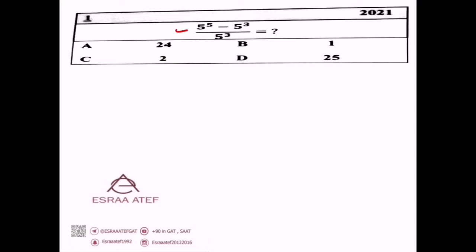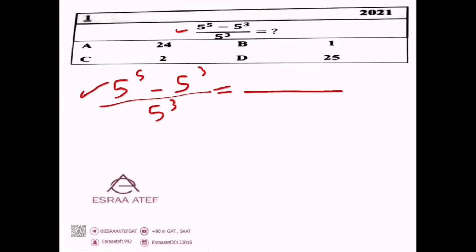Here in this problem we have 5 power 5 minus 5 power 3, over 5 power 3. To solve it, first we should take a common factor from the numerator. So it will be 5 power 3. We will take the smaller one. If we take 5 power 3 from this one, it will be 5 power 2. We take 3 from 5.